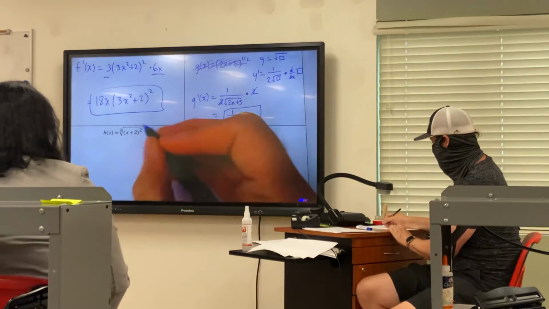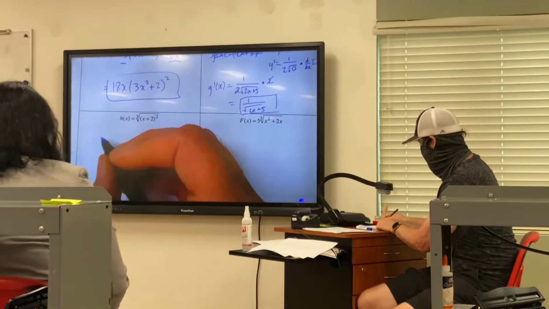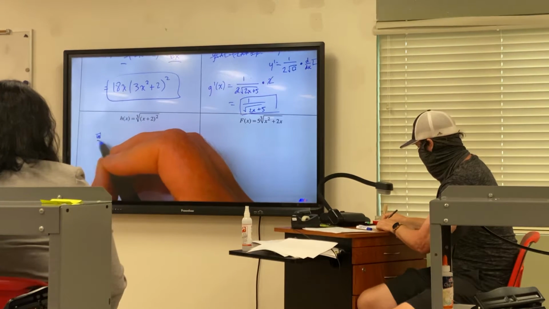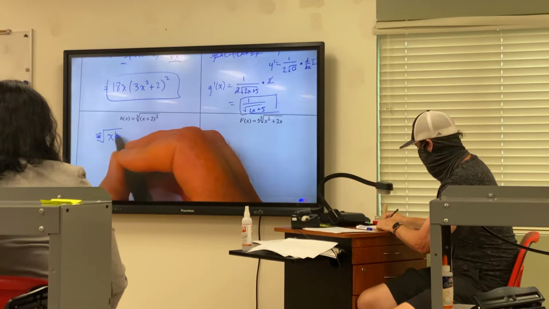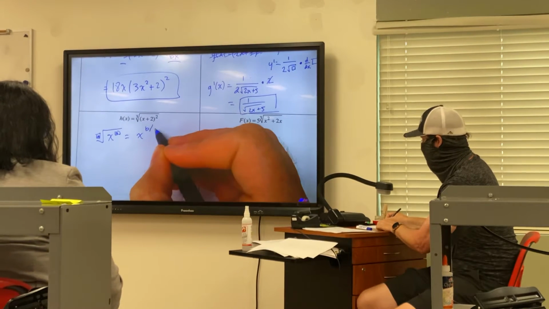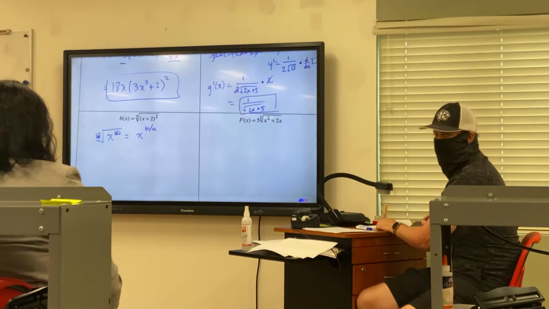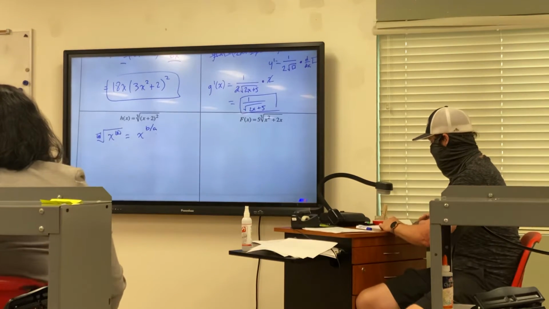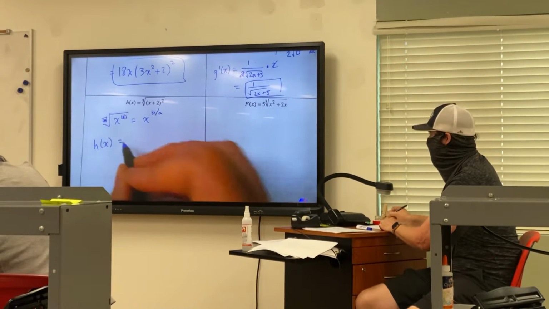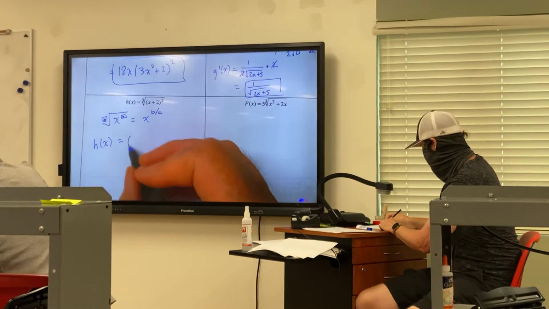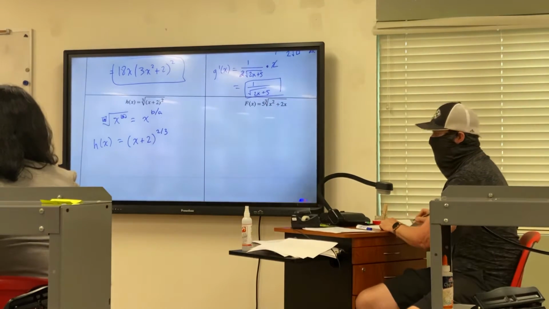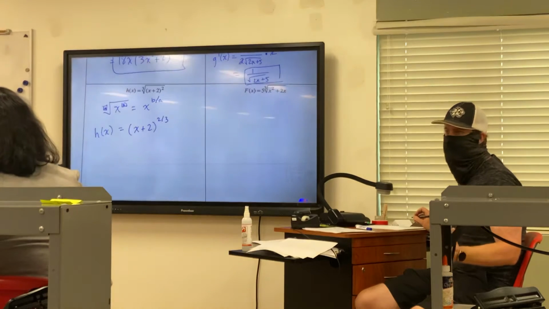Remember the rule: whenever I have a root, if you call this a, and then x to the, say, b, the rule is that the inside one goes on top, the outside one goes on bottom. You have to put that in your notes unless you forget. So if I rewrote this h of x, notice, did I take the derivative or rewrite it? Rewrite it. Good. x plus 2 to the 2/3 power. That's the key here. Once you do that, it's really easy.